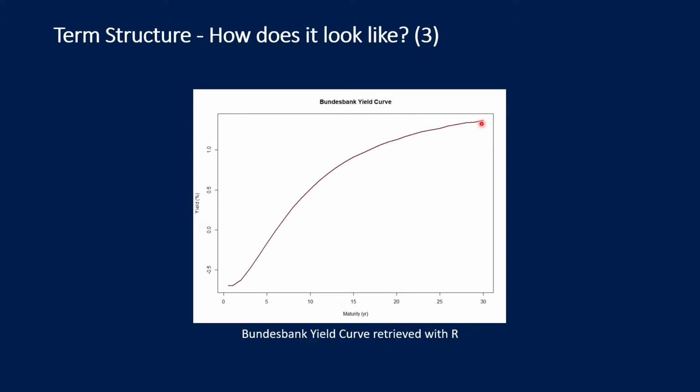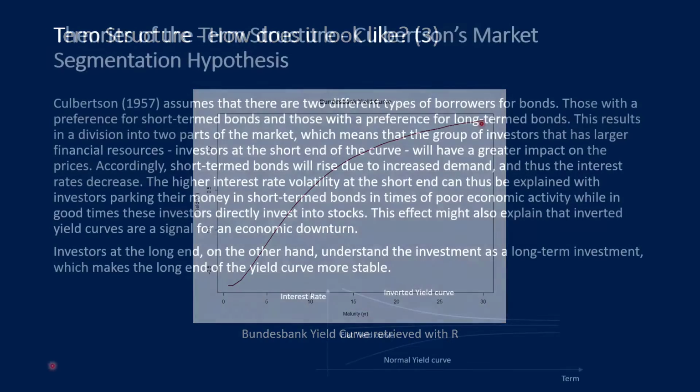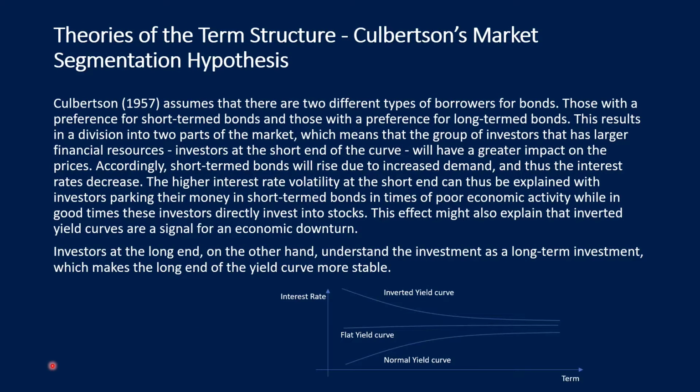Now let's come to some theories of the term structure. Why do we see term structures like this? The first theory that I would like to introduce is Culbertson's market segmentation hypothesis.